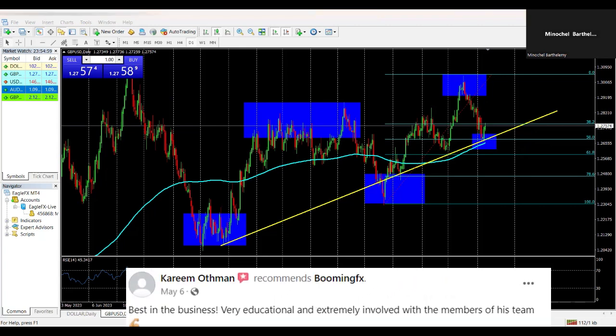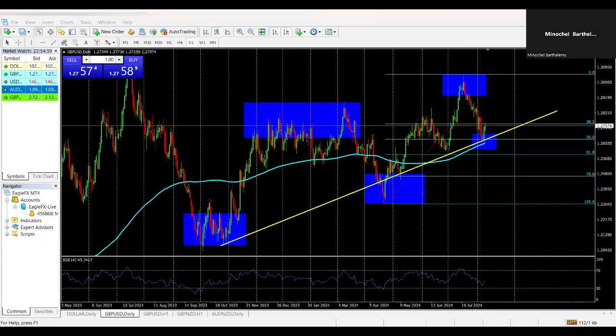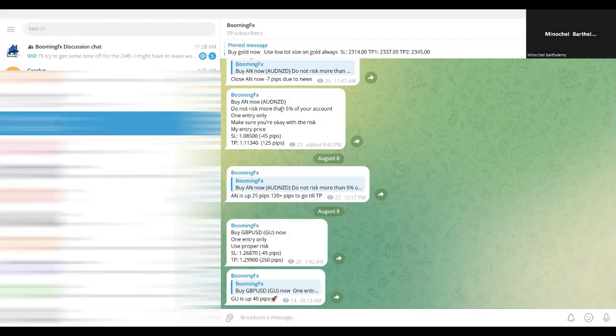I'm going to show you guys the Telegram group real quick, so you guys can see for yourself. As you guys can see, I called the AUD NZD trade, right? Risking 45 pips to make over 125 pips. Yet again, my R ratio is always going to be 1, 2, 3. And it's up about 25 pips, right? And then I also called the GBP USD on Friday, and we're currently up 40 pips on GBP USD, right? Risking about 45 pips to make over 250 pips. Yet again, way over 1, 2, 3 R ratio, right?